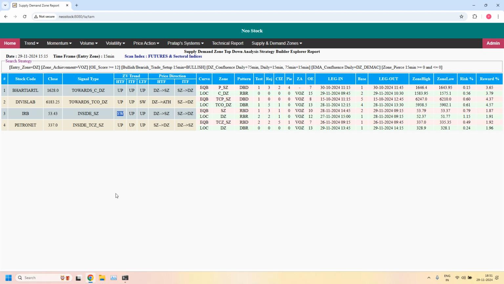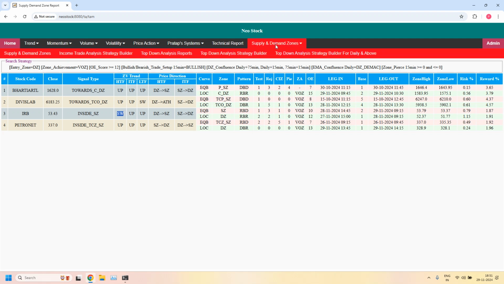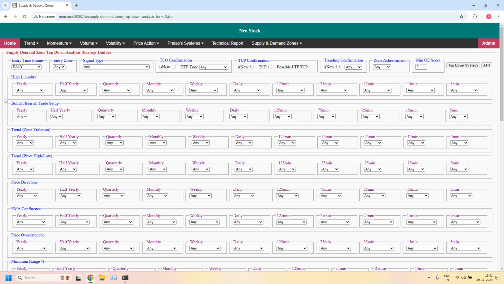So this is about bullish trade setup for daily income trade. Next report, bearish trade setup for daily income trade. Entry time frame is 15 minutes. Entry zone is supply zone.